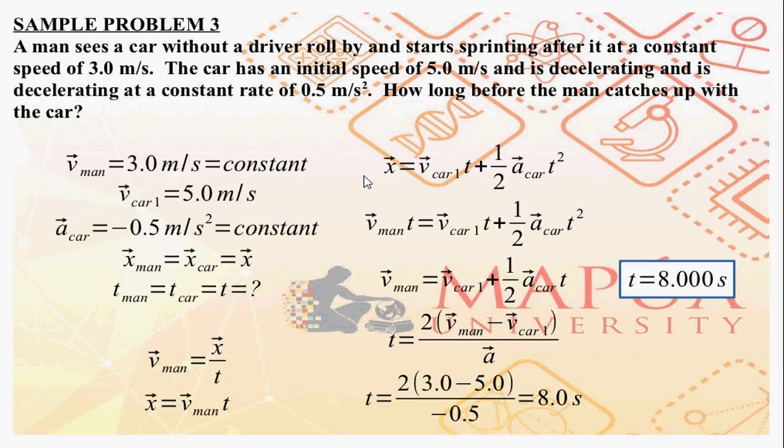What you do is, you analyze the motion of each object separately. Analyze the motion of object 1 separately as if object 2 does not exist. Analyze the motion of object 2 separately as if object 1 does not exist. And then, you combine the two analyses using either time t or displacement x.